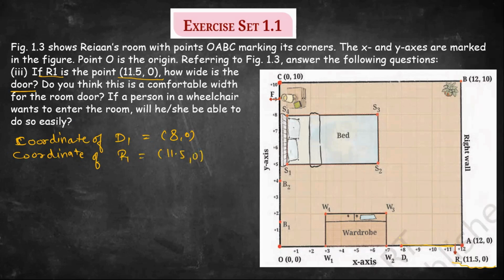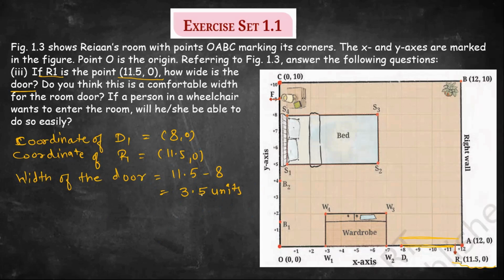As we have to calculate this width, what we will do is subtract these coordinates. The door is on the x-axis, so we'll subtract the x coordinates. So the width of the door is 11.5 minus 8, because 11.5 is bigger. If we subtract, we'll get 3.5 units, whatever the units have been taken. So 3.5 units is the width of the door.